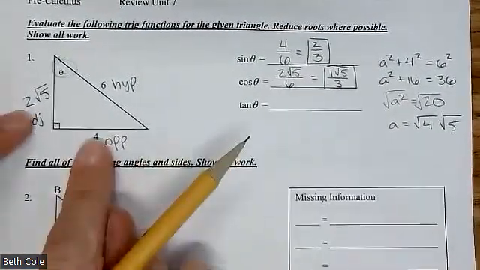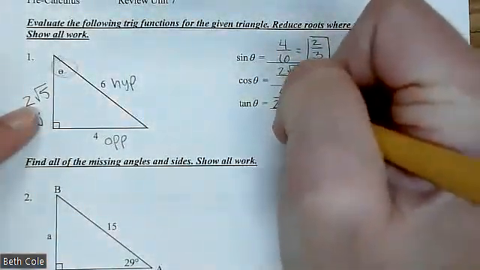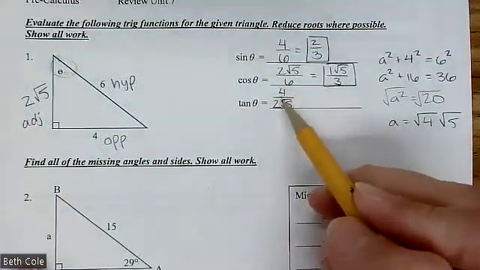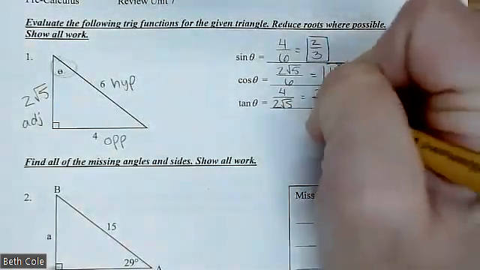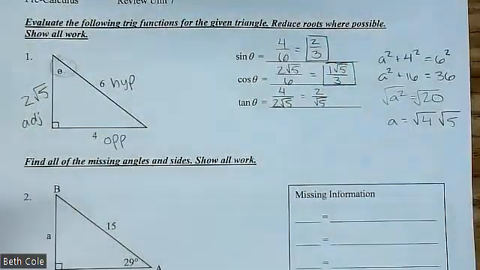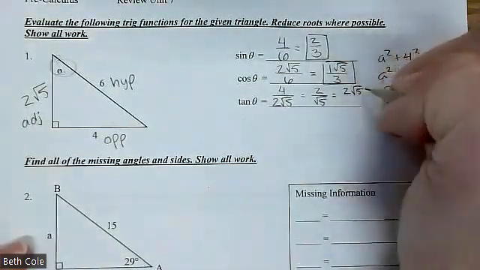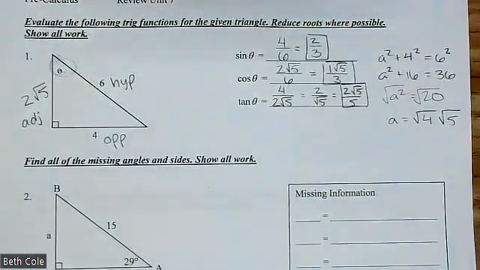All right, and then tangent would be 4 over 2 square root of 5. Now that one's going to be like a 2-step problem to reduce. First of all, how would you reduce 4 divided by 2? 2. So it would be 2 over square root of 5. 2 over 1 square root of 5. And then you have to rationalize. It'll be 2 square root of 5 over 5. Good. Did we get it?